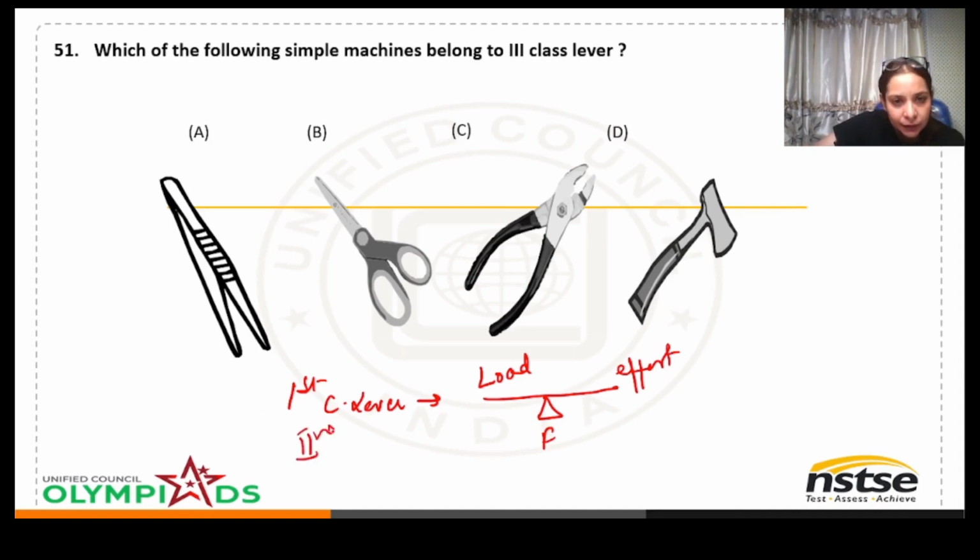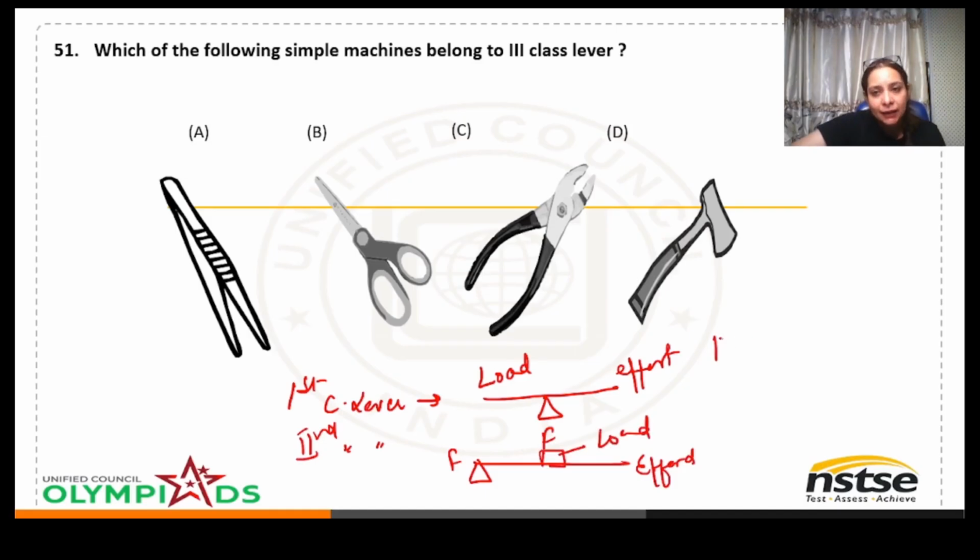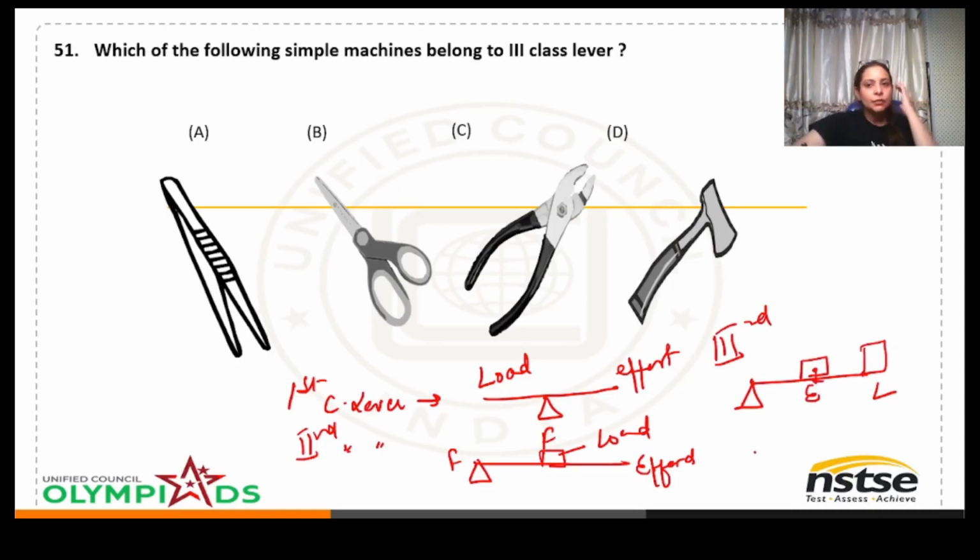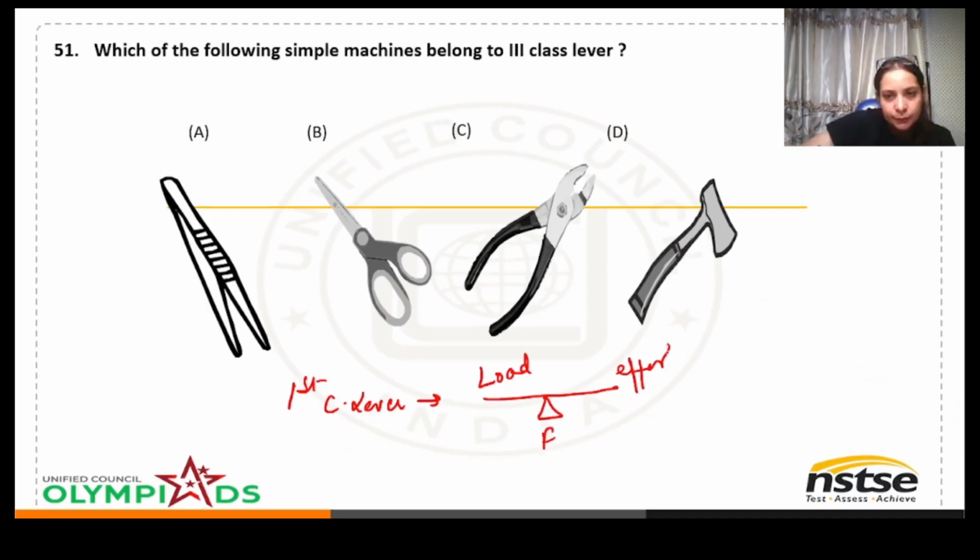And a second class lever is a lever where the fulcrum is at one corner, at the other corner there is the effort, and the load is in between. And a third class lever is one where the fulcrum is at one corner, the load is at the other corner, and the effort is in between. So now in this case, the simple machine which belongs to the third class lever is, can you guess which out of them is correct?